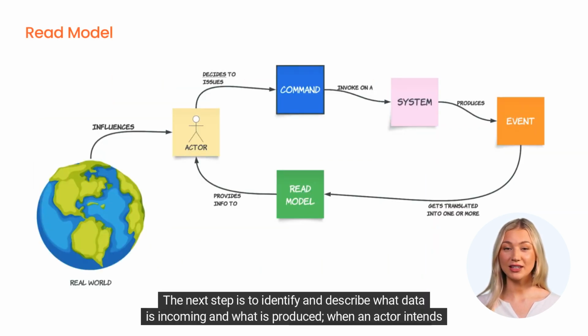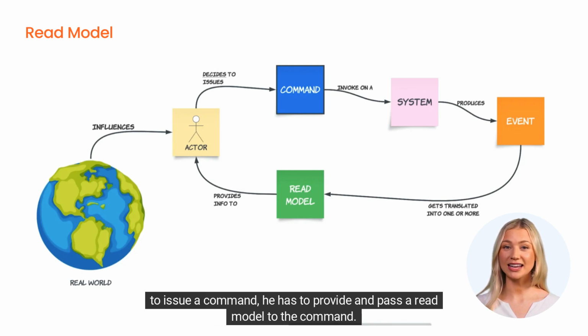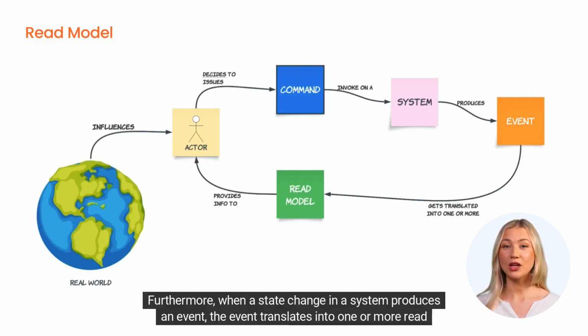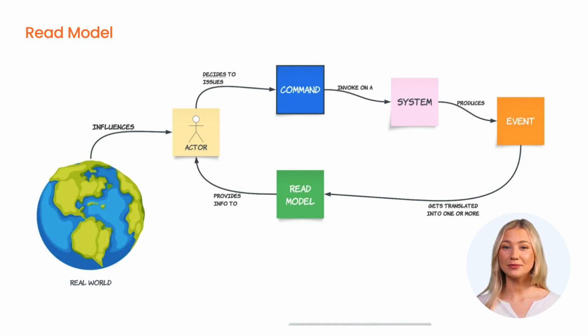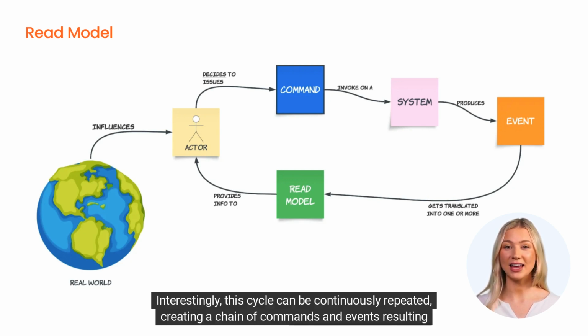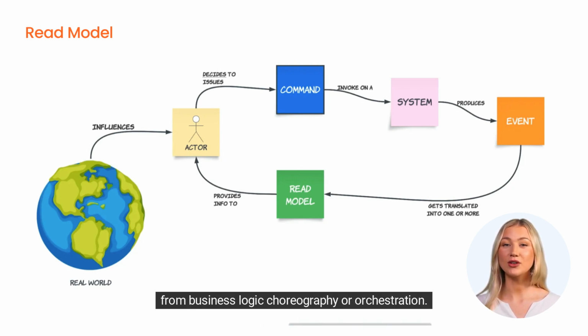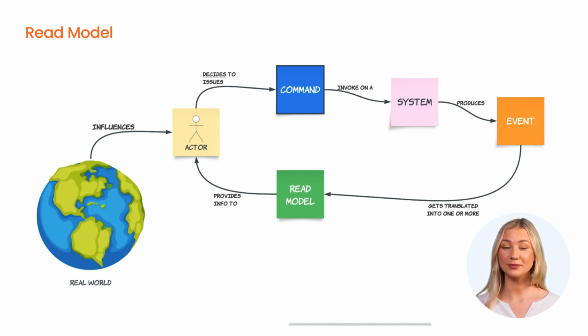The next step is to identify and describe what data is incoming and what is produced. When an actor intends to issue a command, he has to provide and pass a read model to the command. Furthermore, when a state change in a system produces an event, the event translates into one or more read models to be consumed. Interestingly, this cycle can be continuously repeated, creating a chain of commands and events resulting from business logic choreography or orchestration. Read model stickies are represented with green colors.